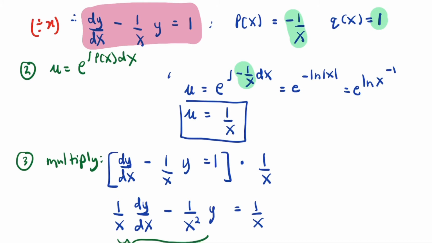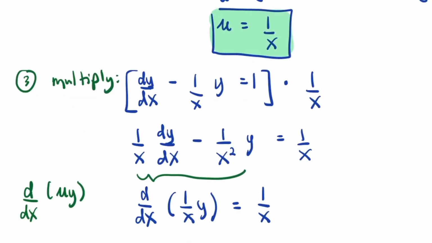Now we need to simplify this. We know that e to the power of ln of something is equal to that something. However, we have a minus here, so let's bring this minus up. So you have e to the power of ln x to the power of negative 1. So e to the power of ln of something is just that something. Therefore, your mu is equal to 1/x. So we have finished finding mu, our second step.